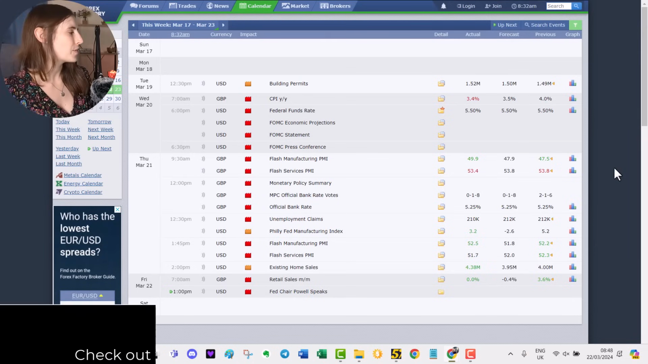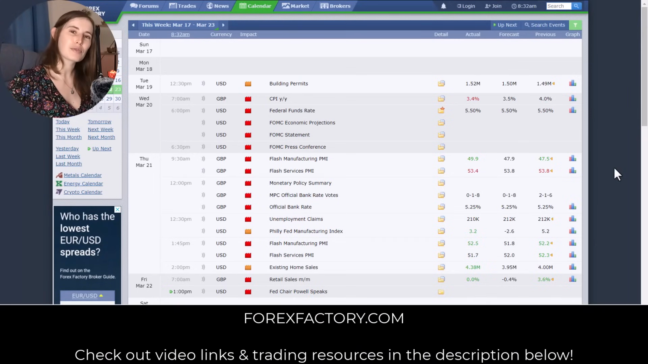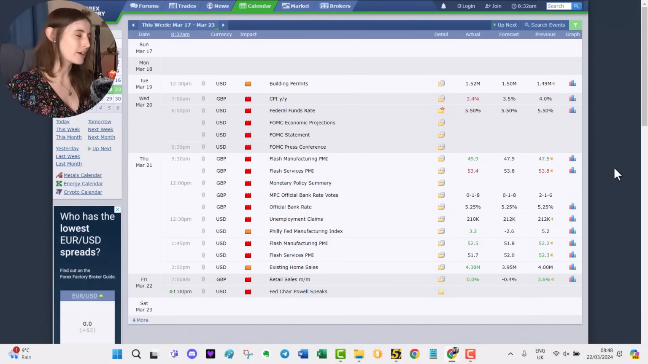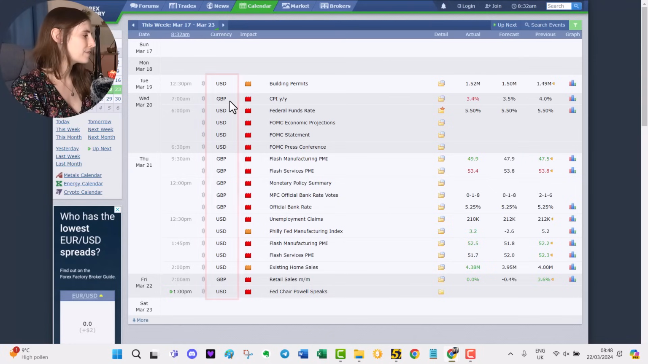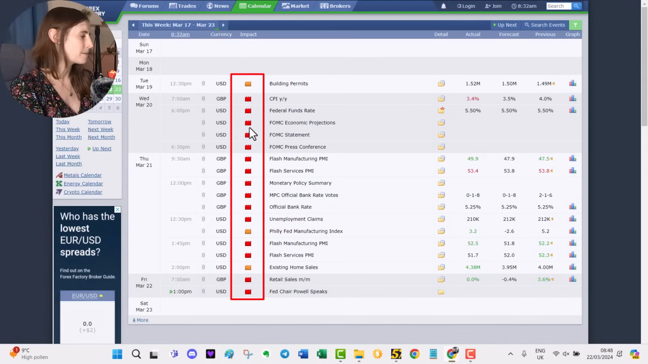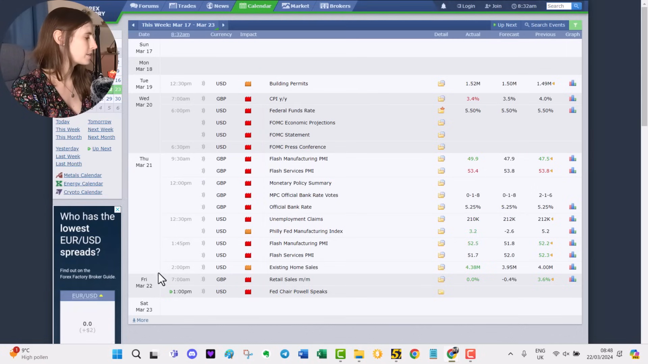So let's start there. Here I am on forexfactory.com. It's a brilliant free resource that you can use to check out any upcoming economic news and events that may influence the Forex market. For me, I have this filtered specifically on US dollar and the Great British Pound because that's the currency pair that I day trade. And I've also got it filtered on just the high impact news.